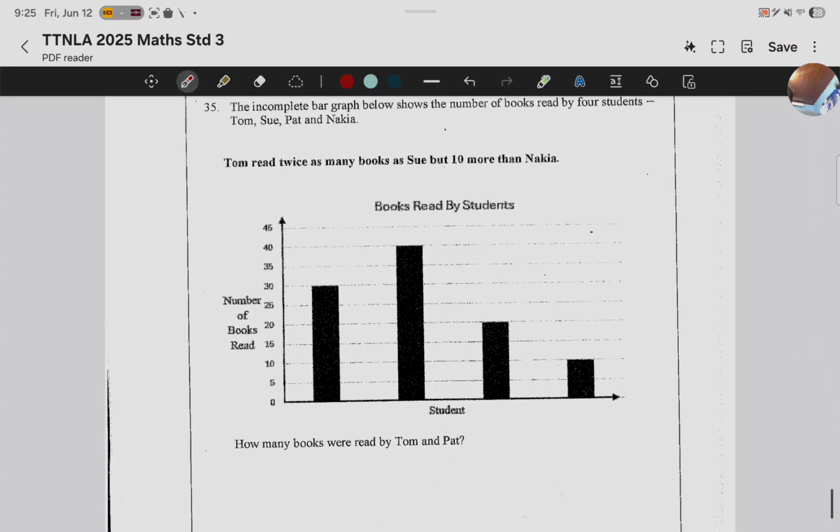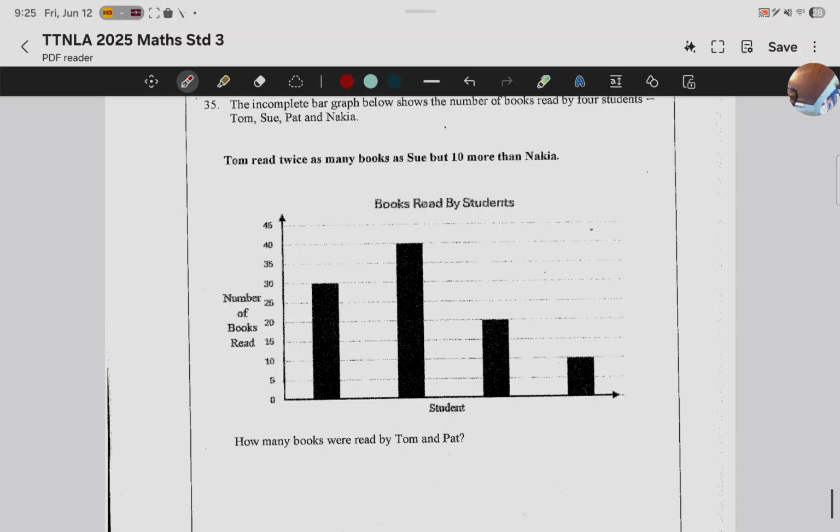Number 35. The incomplete bar graph below shows the number of books read by 4 students, Tom, Sue, Pat, and Nakia. It said Tom read twice as many books as Sue. So we're looking here to see which one is 2 times as many as the other. If this one is 30, we have none with 60. So we're looking to see if we have any with 15. We have none with 15. So this could never be Tom or Sue. This one is 40. Double 40 would be 80. We don't have that. So half of 40 is 20. We have that. So this here now could be Tom.